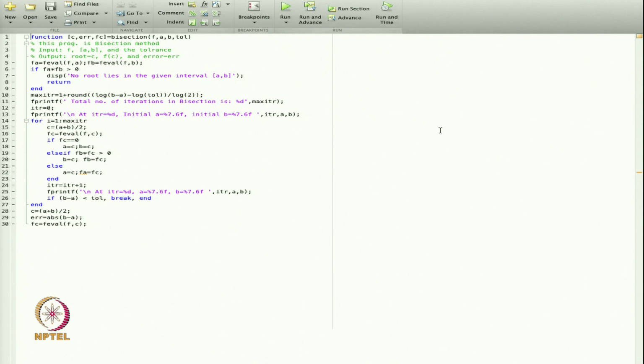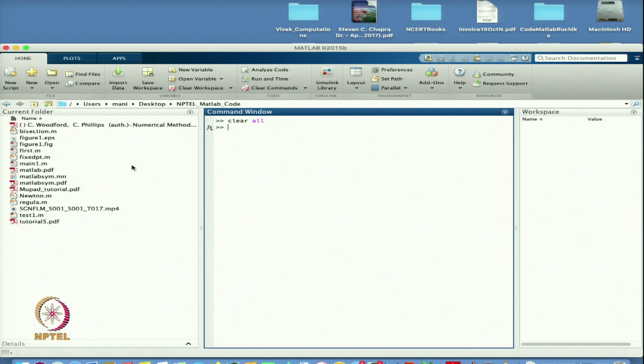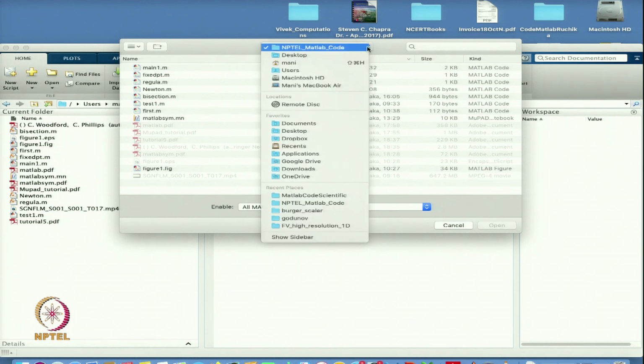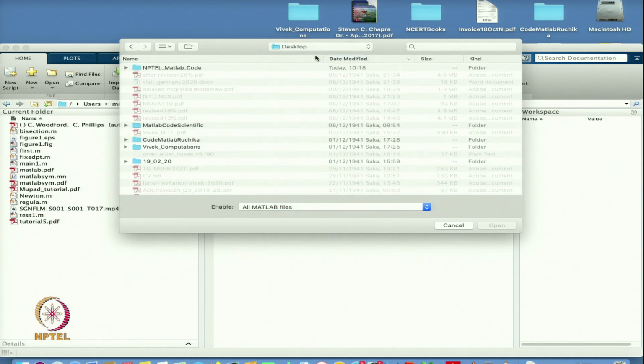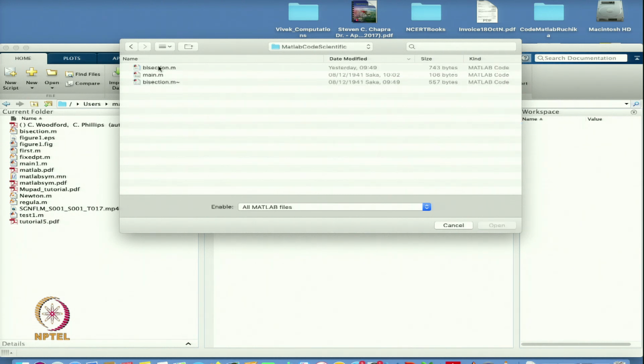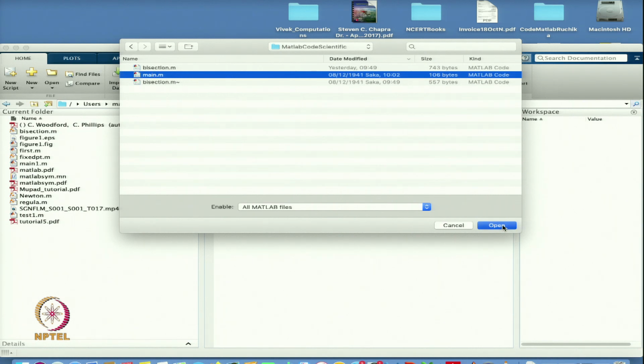If you remember, in the previous lectures we discussed the bisection method, and we called this bisection method from the file, this one. So I will go back to this, open, and go to the directory which we created last time. This is a MATLAB code for scientific computing. So, in that case we have started this code.